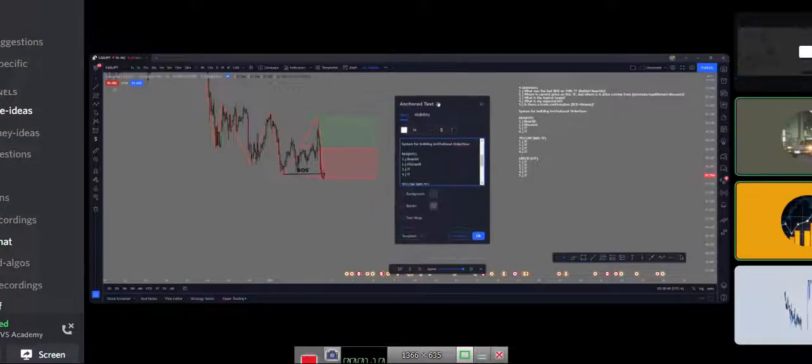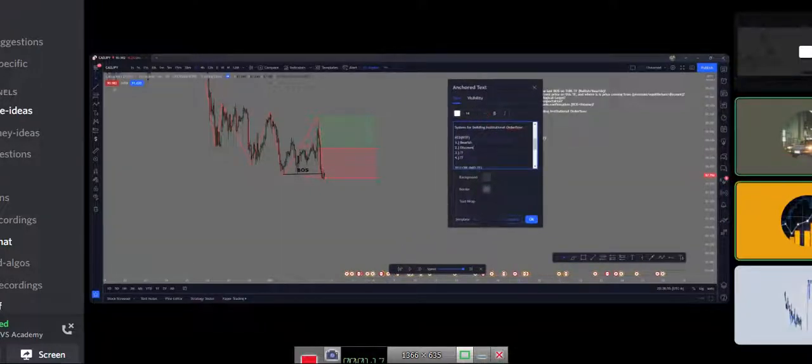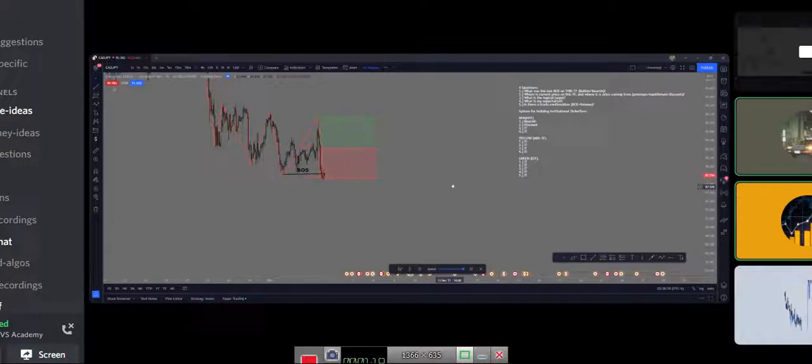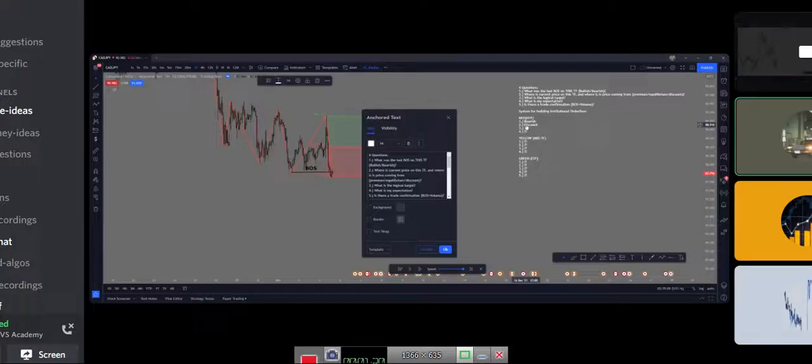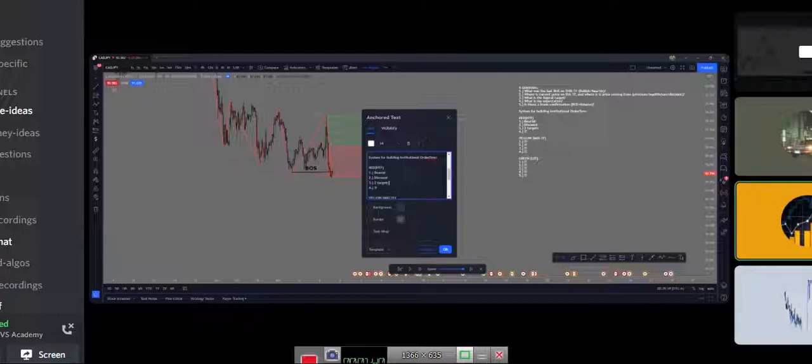And then from there, what is the logical target? What is price trying to target right now? Price was targeting this low. If it's on a bearish trend, it was targeting this low, and it broke structure. So we could say we're going down, but we have two targets. That's what I'm going to put down.